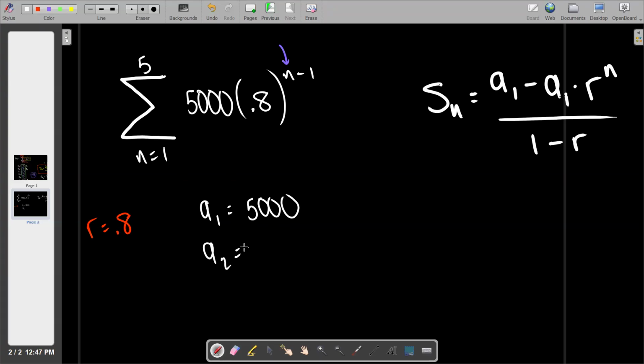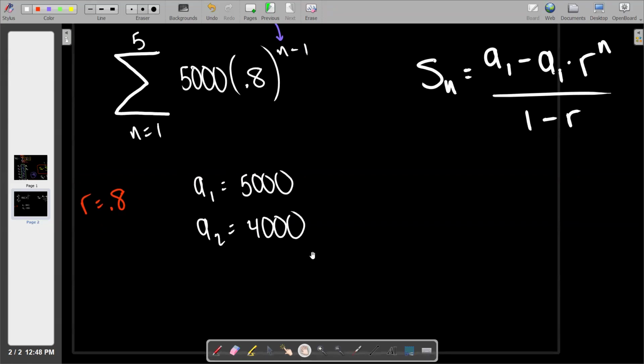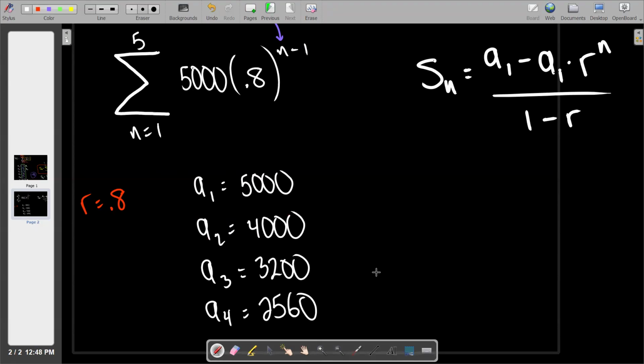Let's find a sub 2. I can save you the time, because I already worked all these out. So a sub 2 is 4,000. Do you trust me? Oh, don't answer that. And then a sub 3. All we're doing is effectively multiplying each time by 80%. We're taking 4/5 of what we had before. So it's going to drop to 3,200. A sub 4 dropped to 2,560. And then a sub 5 is going to drop to 2048.